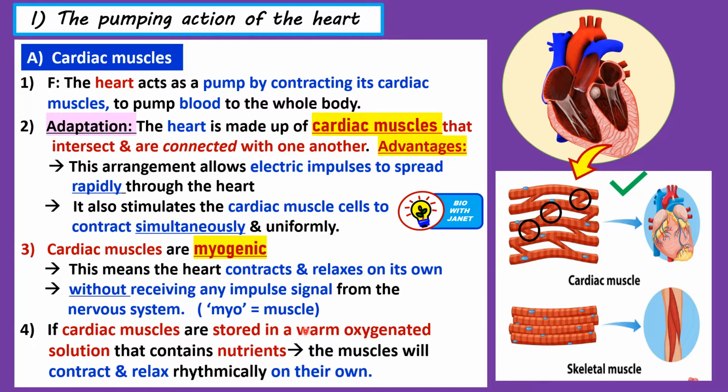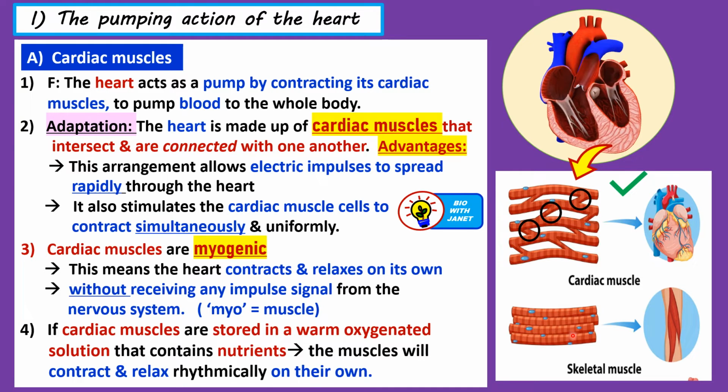The word myo means muscle. So when we say they're myogenic, it means that the cardiac muscles in the heart can contract and relax on their own without receiving any impulse signal, any stimulation from the nervous system. So if you compare the cardiac muscles to the skeletal muscles.